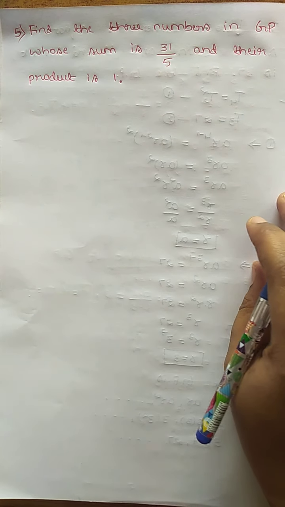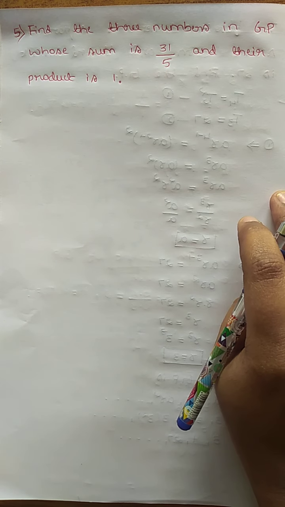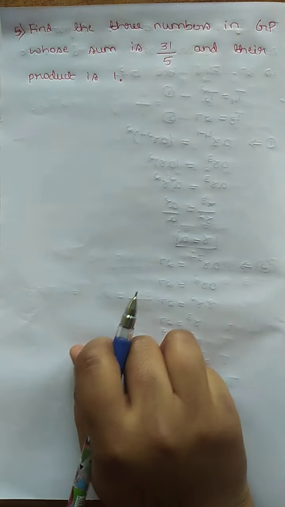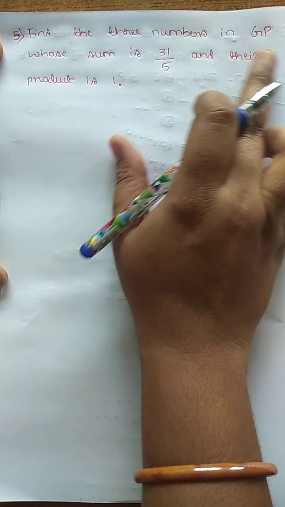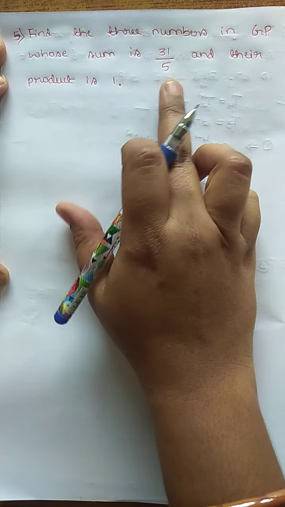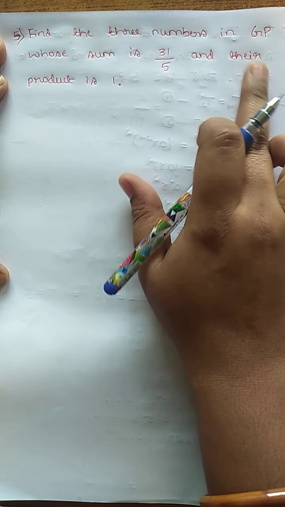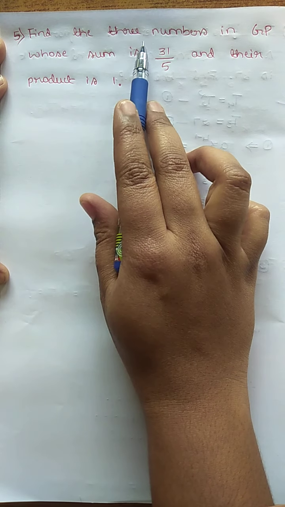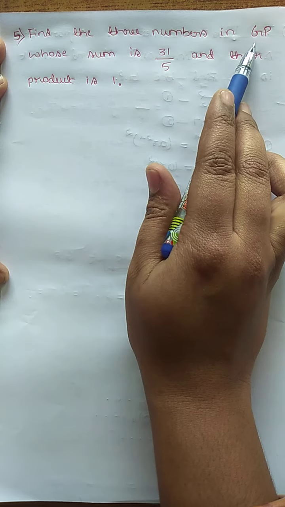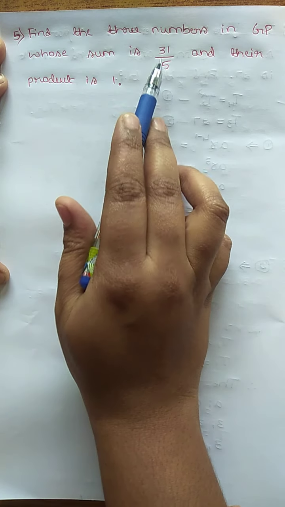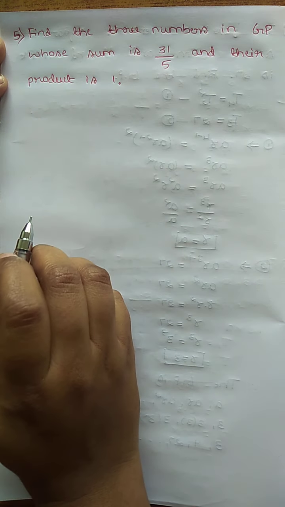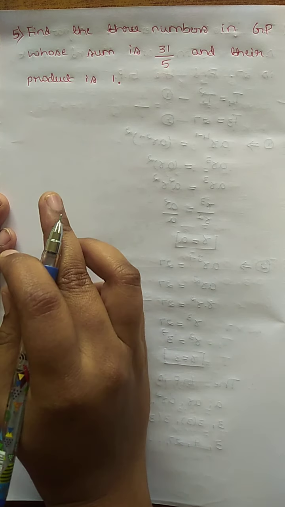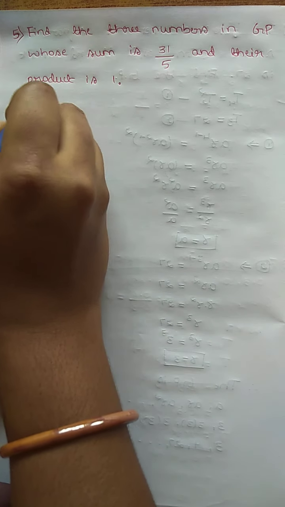Good morning. In the last video, we completed the first 4 problems of geometric progression. Next, example 5. Find the 3 numbers in GP whose sum is 31 by 5 and their product is 1. Here we have to find the 3 numbers which are in GP whose sum is 31 by 5 and the product is 1.